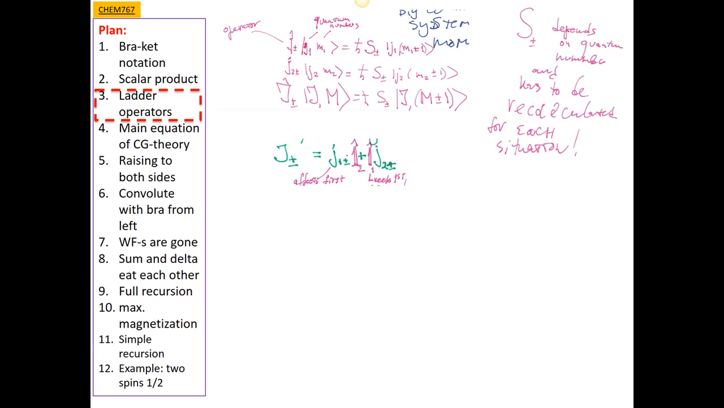So J1 plus minus acting on J1 m1 is providing S plus minus times J1 m1 plus minus 1. Right? It is what we practiced last time.